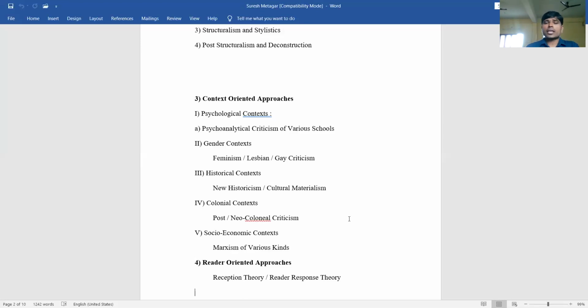Next, we move to the next contextual criticism, that is the historical context. Here we have new historicism and cultural materialism. New historicism was there in America, and cultural materialism was there in England, and both are the same. In new historicism, what happens is, in the traditional approach, most of the history was analyzed and searched as it was written by the dominant class, I mean kings and their followers.